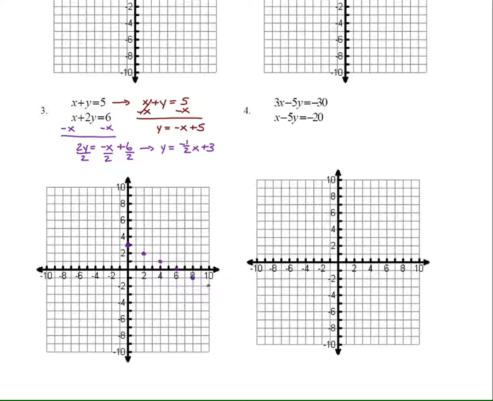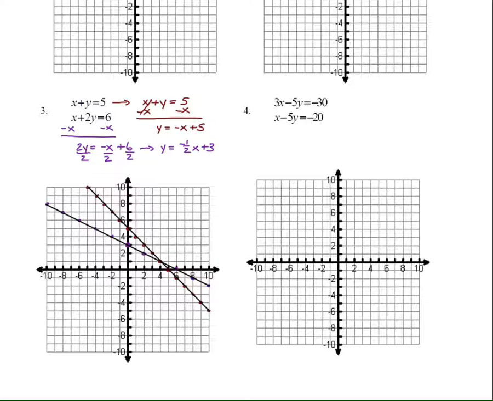So I'm going to graph that purple one first. Go to positive 3 as my y-intercept, and then the slope would be down 1, right 2, down 1, right 2, down 1, right 2. So there's my line. Connect those points with a line, and then the second equation has positive 5 as my y-intercept, and then the slope is negative 1. So down 1, right 1, down 1, right 1, down 1, right 1.